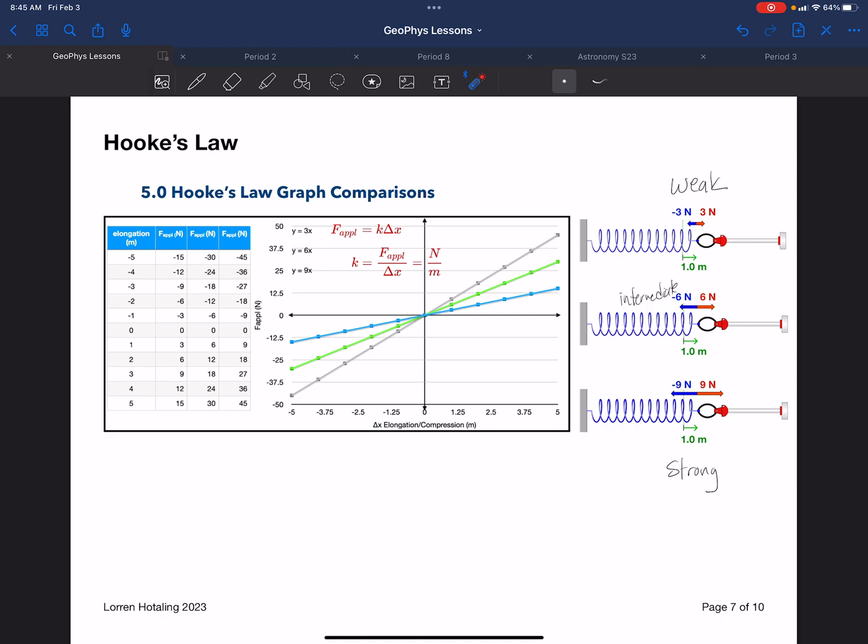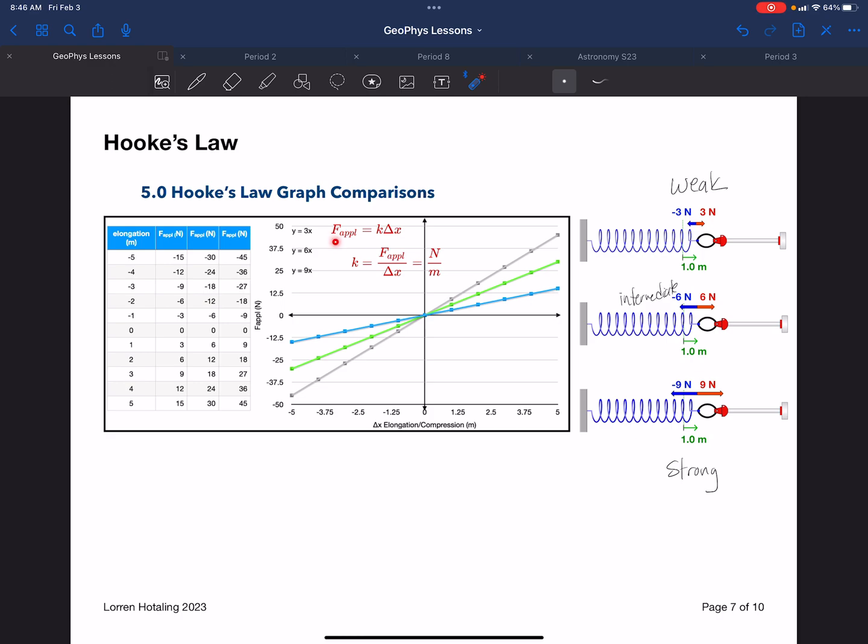And what you may notice then is it produced 3 different lines. And the most notable feature of those 3 different lines is they have 3 different slopes. y equals 3x, y equals 6x, y equals 9x. So this is y equals 9x, the strong spring. This is y equals 6x, the intermediate spring. And this is y equals 3x, the weak spring.